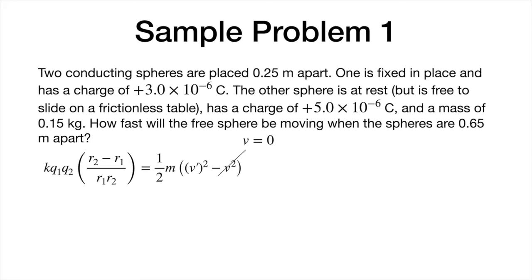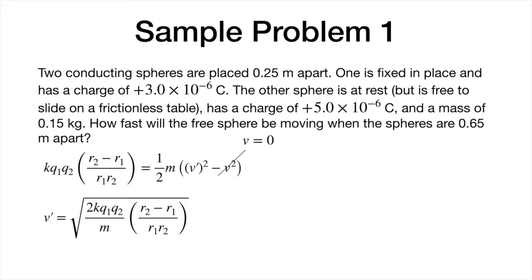So that means that v is 0, which makes things quite a bit easier, because now all you need to do is multiply both sides of the equation by 2, divide both sides by m, and then square root both sides, and away you go. So it looks a little gross, but there it is. And if you plug in the numbers and do everything properly, then you get 0.07 meters per second. Okay, so hopefully that's what you got.